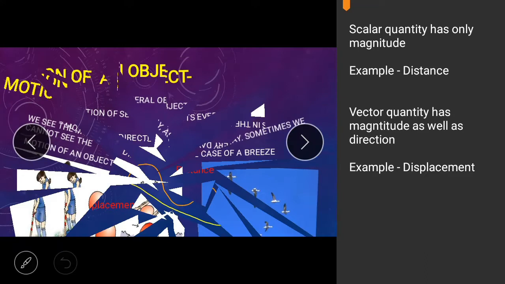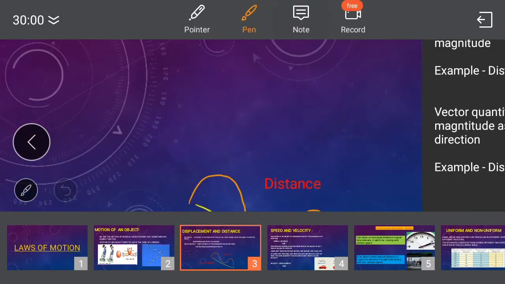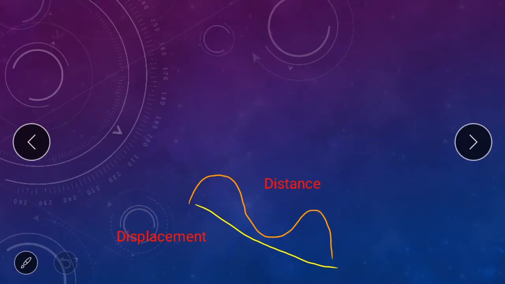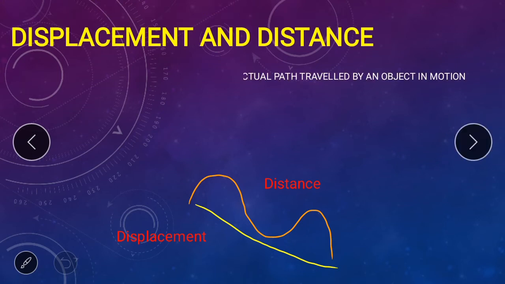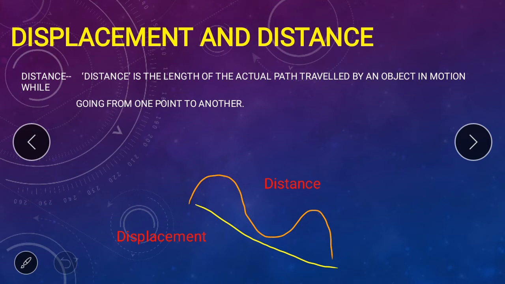So the next topic is distance and displacement. As you can see in this diagram, there is a diagram of distance and displacement. So let's understand this with the definition of distance and displacement. So what exactly is distance? Distance is the length of the actual path traveled by an object in motion going from one point to another. The point you have to note is the actual path. Remember the point, actual path, that's it.